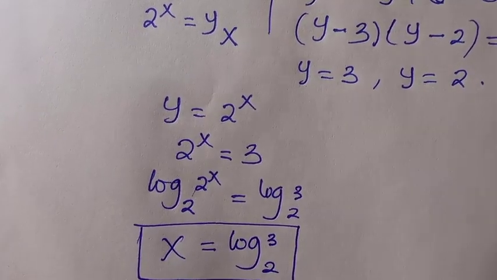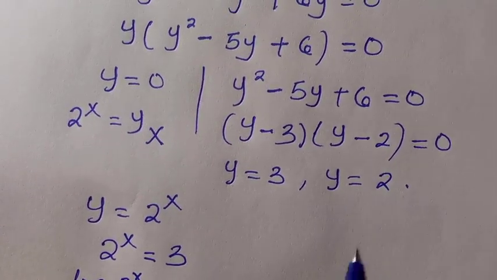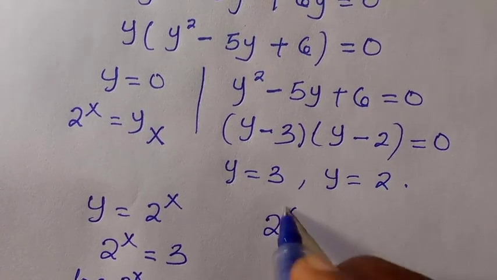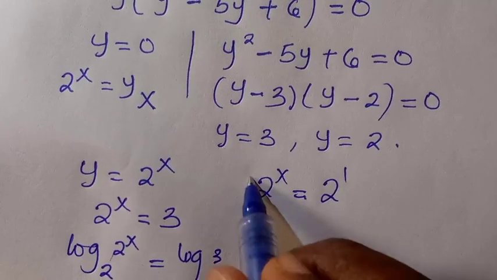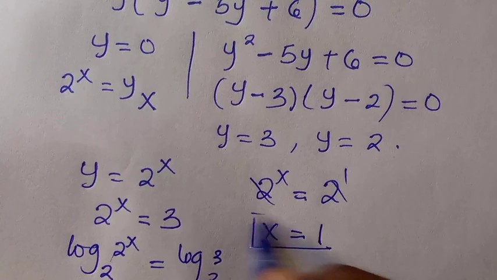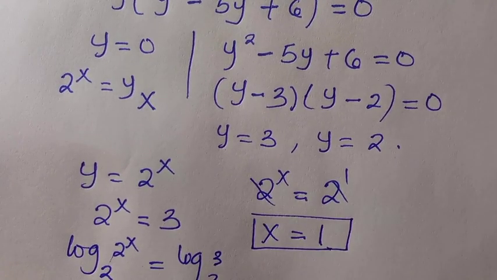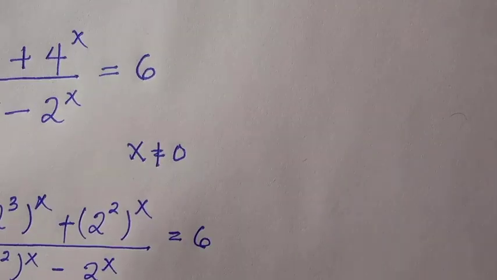which is one of the solutions to this. And when y equals 2, we have 2 to the power of x equals 2 to the power 1, and 2 cancels 2, which means x equals 1. So here is the first method, and let's check the second method to solve this.